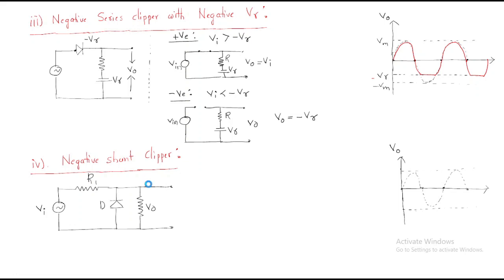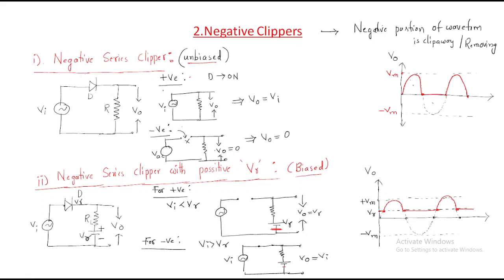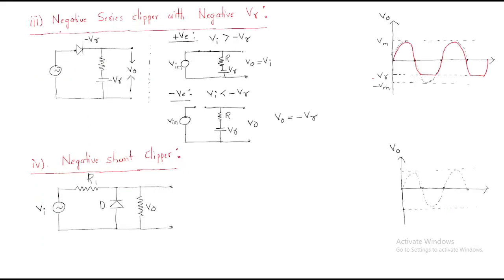So negative shunt. Now the next is about the negative series clippers. Look at here. This is negative series clipper. First thing, negative series clipper: the negative portion is removed here and the positive portion is only available. Next, negative series clipper with positive VR. Positive VR means we are on the positive side of the waveform. That's why it is available only on the upper side of the reference voltage. Next, third, negative series clipper with negative VR. Look at here. This is the negative VR. That's why the portion above the negative reference voltage is only available. That is negative series clipper with the negative VR.